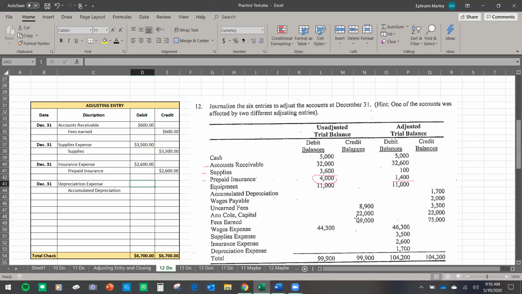So we have depreciation expense of 1,700. So that's how much we used. And then accumulated depreciation, we are increasing it by 1,700. Okay, so we reference it.